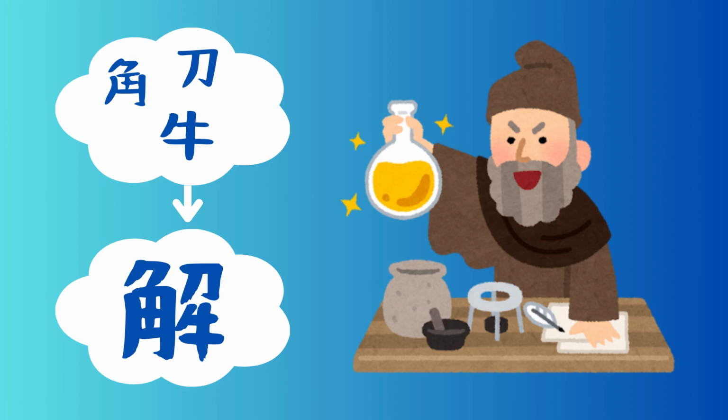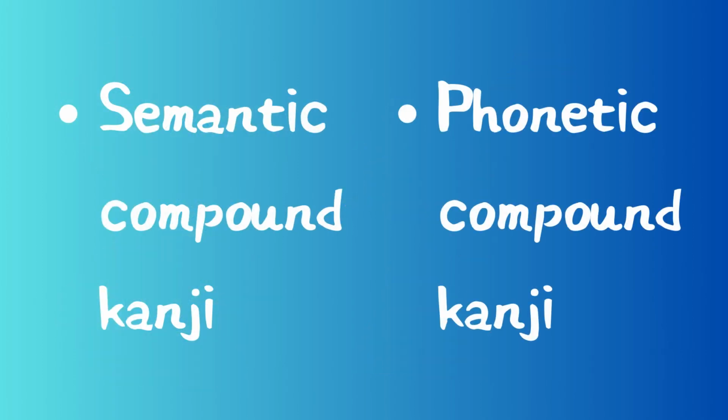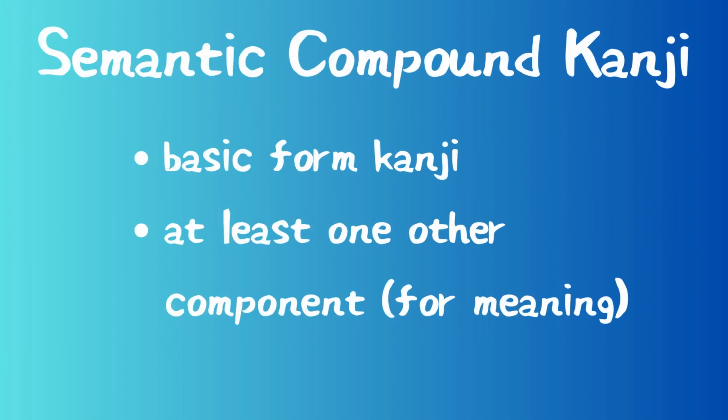These kanji can be organized into a couple of categories: semantic compound and phonetic compound. According to Haben and Matthias, semantic compound kanji are, quote, made up of a basic form and at least one other component that contributes to the kanji's meaning, end quote. It is noted that most of these semantic compound kanji do not indicate the character's onyomi through its bushu.